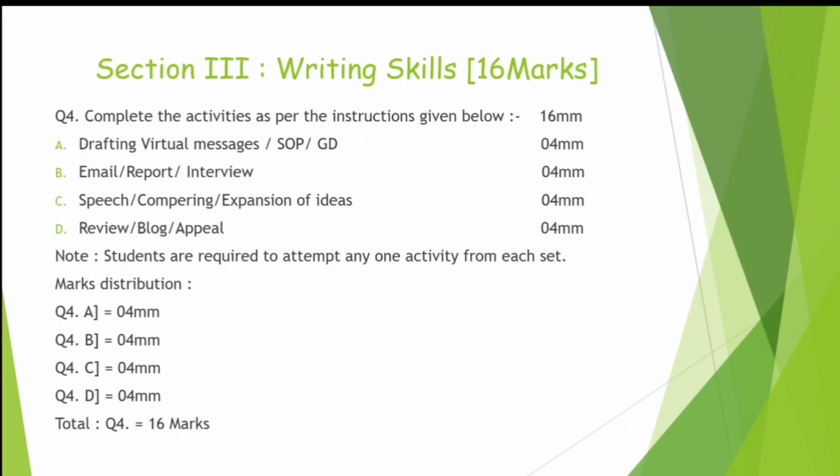So in question number 4b, you have email or report or interview. In question number 4c, you can attempt speech or comparing or expansion of ideas. In question number 4d, you have review or blog or appeal. So students are required to attempt any one activity from each set. So marks distribution, as I told you, question number 4 has 4 sub questions A, B, C and D, and each sub question carries 4 marks. So likewise question number 4, which is of writing skills, has 16 marks.